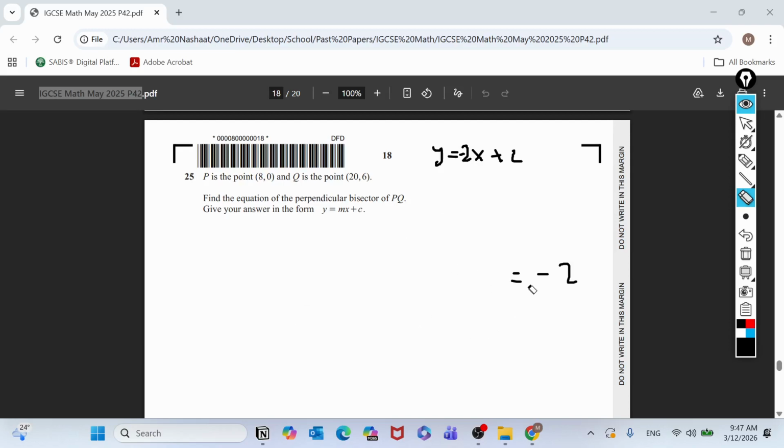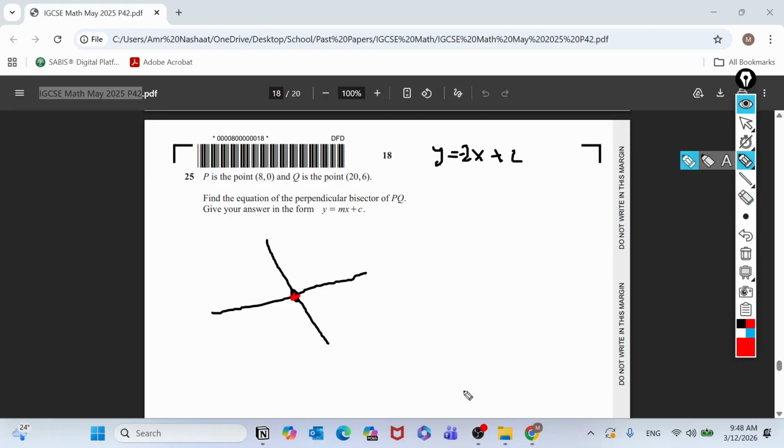So wait, I'll explain. Let's say this is PQ. This is the line PQ. This is the perpendicular bisector. The slope is negative 2, but we need to find this point, which is the midpoint of PQ. So we can put it in y and x. We can substitute to find c.